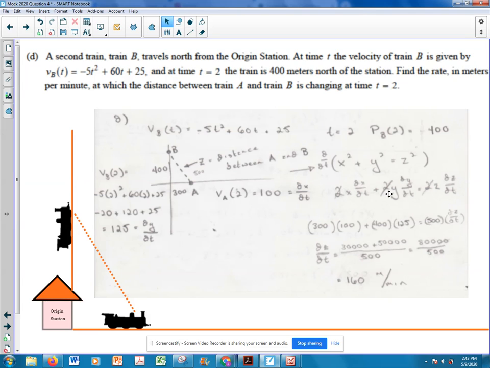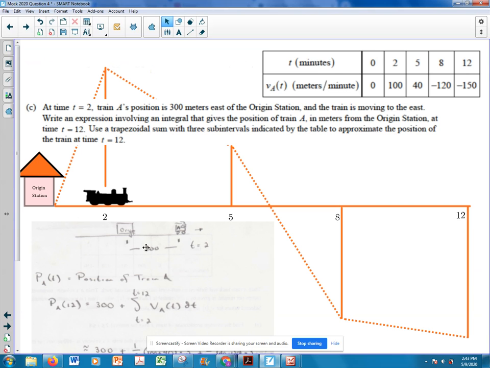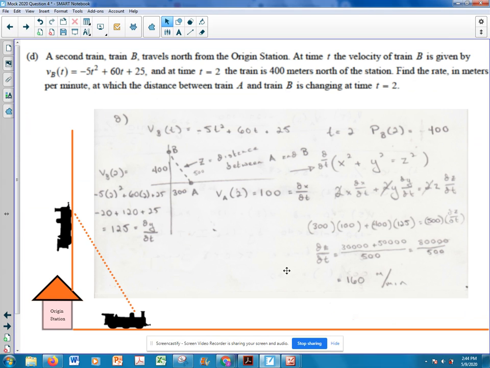We already figured out x and y and z. That's the 300, the 400, and the 500. The dx/dt is coming from a table, and the table tells me that right there, at time t equals 2, my velocity for train A is 100. That's going in here. Now dy/dt.